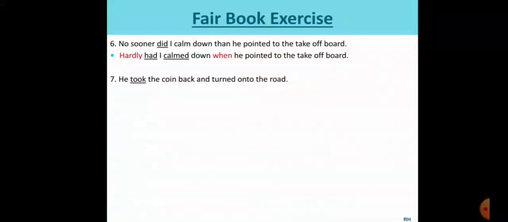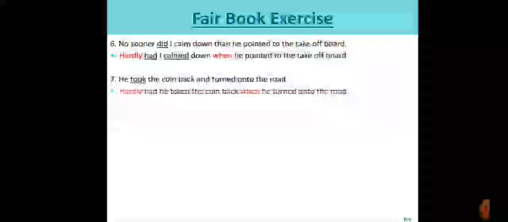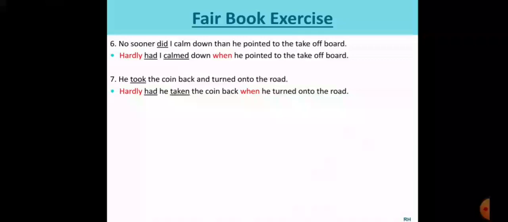Next one. He took the coin back and turned onto the road. Now took is in the past tense, students. So what will we do? Hardly had he taken. Took will change into the V3 form, taken. And had we are using because the verb is in the past tense. Hardly had he taken the coin back when, and then we'll have the pronoun he again, when he turned onto the road.